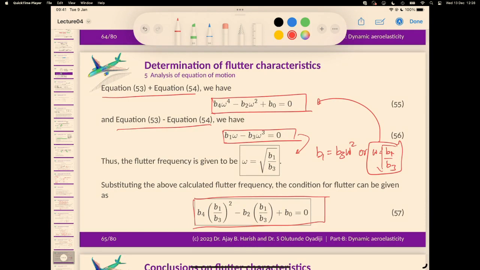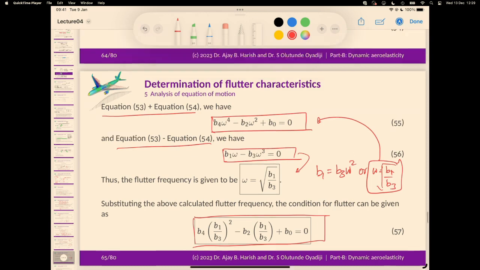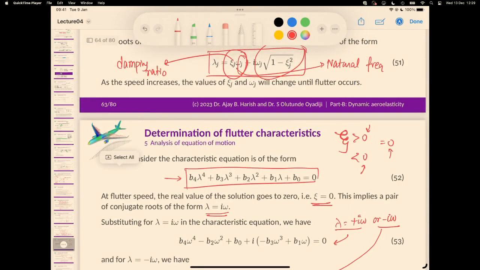So what we have done here is we have taken some complicated system where we know the mass, the stiffness, and the damping matrix, and then we are able to write the characteristic equation. We know how to write that into matrix form, how to take the determinant equal to zero, and then we get the characteristic equation. And any characteristic equation we said would be of this quartic form, or lambda to the power 4, and if we know these coefficients, we want an easy condition to say yes or no. And what is the flutter frequency? What is the critical flutter speed? So that's what we have done here.